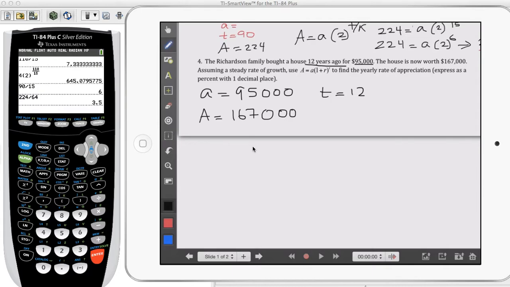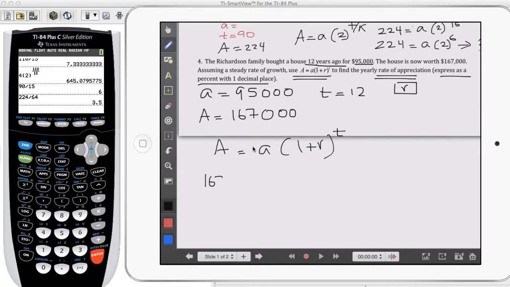And again, they were generous and they gave you the equation. Now you have to find the rate. So basically, you need to find R. And we're going to talk more about what they mean by one decimal place. So let's go ahead and use the equation, plug in the values, and see how we can find R.